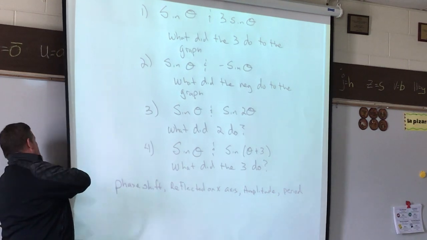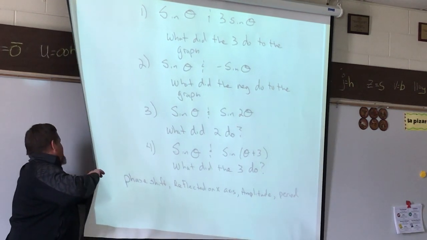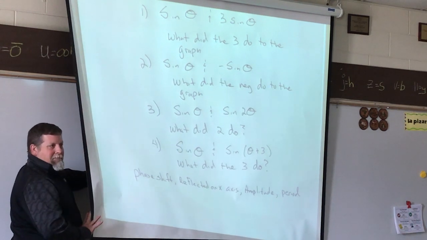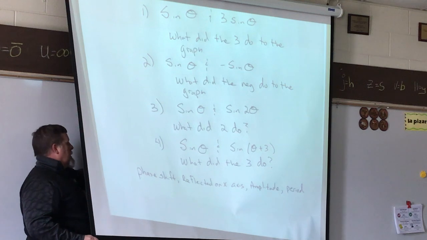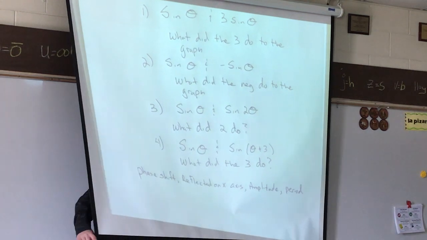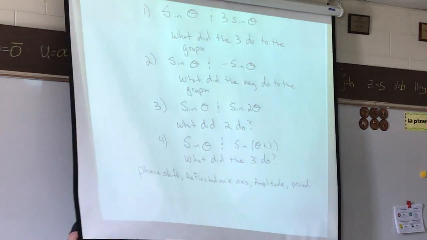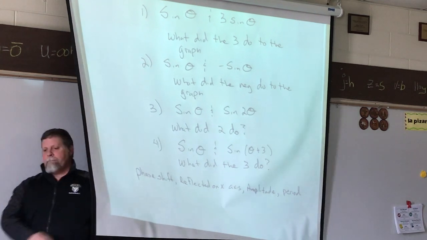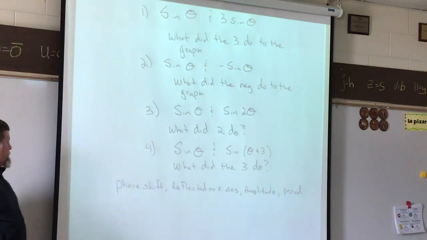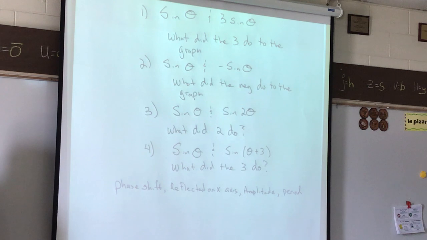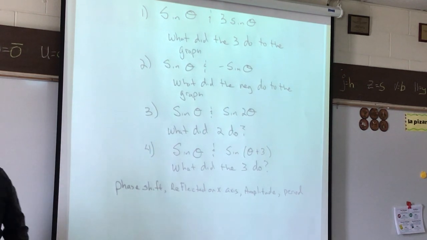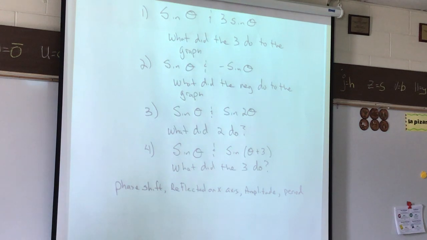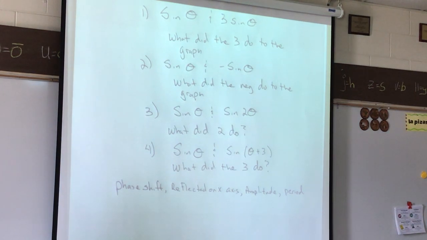Amplitude. Watch it, Becca. I'm not gonna do it. Elena, which one is it? 1. Why is it 1? Because it moves the 3, moves the thing up. Oh, makes it taller. Yeah. And then I guess period would have to be 3. Oh. Yeah, Cameron.